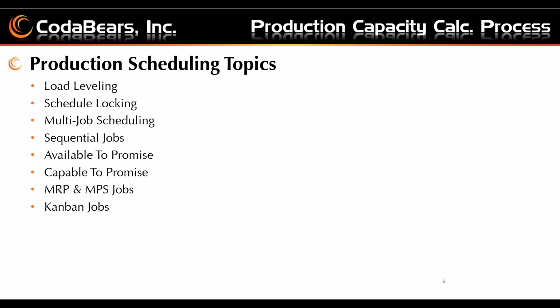So my available and my capable to promise are two different things here. One tells me, do I have it, yes or no, and how many will I have? The other one tells me, when can I have these based on the current load?